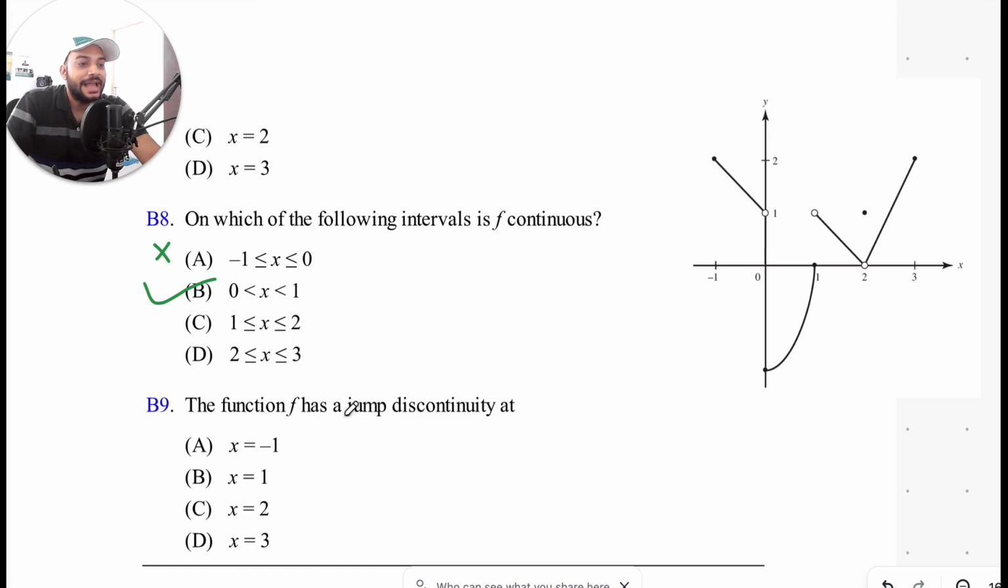The function f has a jump discontinuity at, okay, where do we see a jump discontinuity? At x is equal to 0 is 1. At x is equal to 1 is the other one. At x is equal to 2, it's not a jump discontinuity, just a point discontinuity. So x is equal to 1 is the answer. Jump discontinuity is when the discontinuity occurs and the function starts moving from there only.